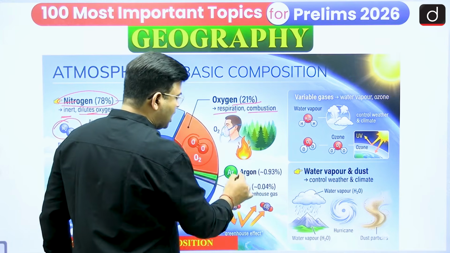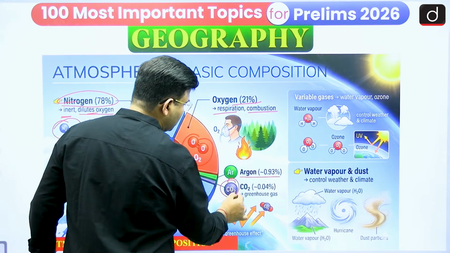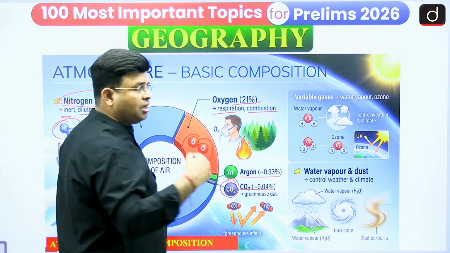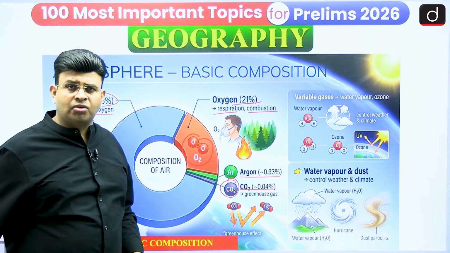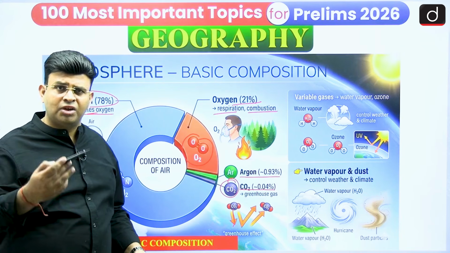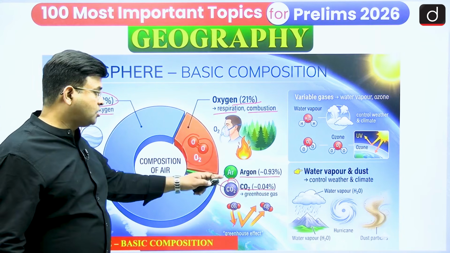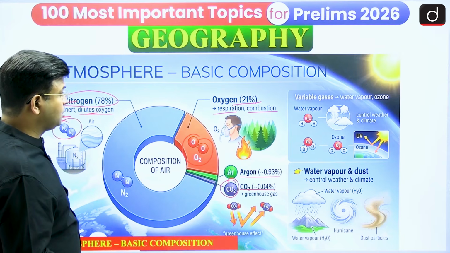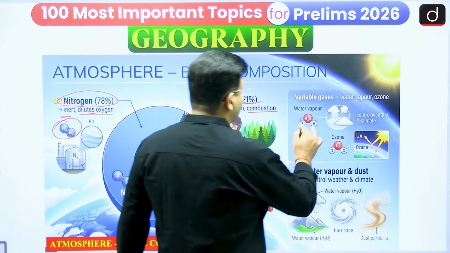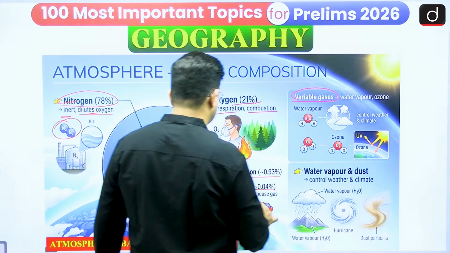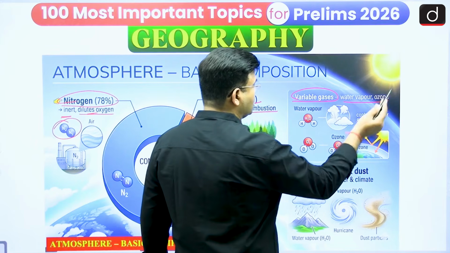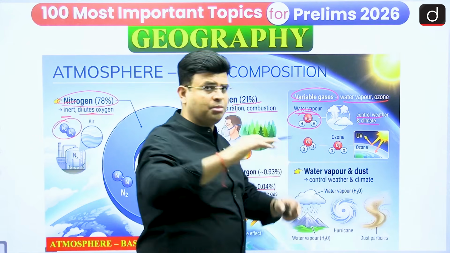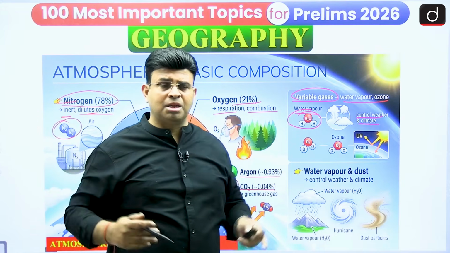it helps in combustion. Argon is 0.93%. Carbon dioxide is a greenhouse gas which helps in absorbing heat. Carbon dioxide, methane, nitrous oxide, sulfur hexafluoride, different kinds of greenhouse gases are there. So carbon dioxide is one of the greenhouse gases absorbing more heat. And in the atmosphere there are also variable amounts of gases: water vapor is there, and ozone is also there. Water vapor controls weather and climate, and maintains the temperature also.